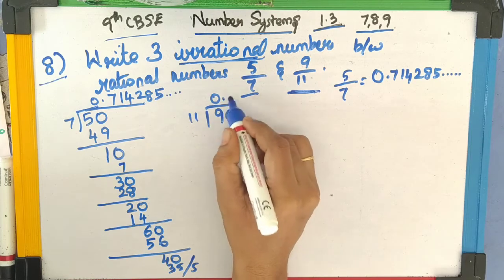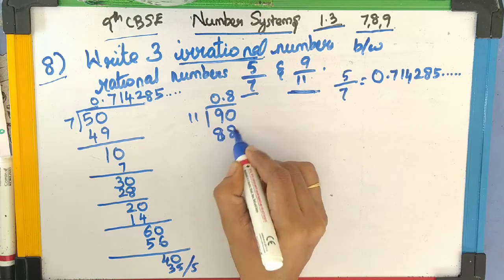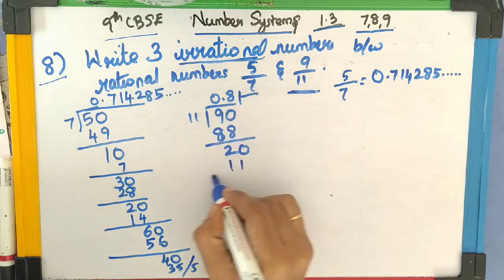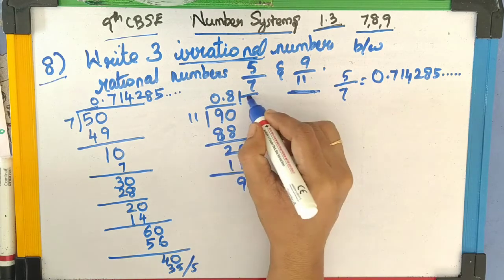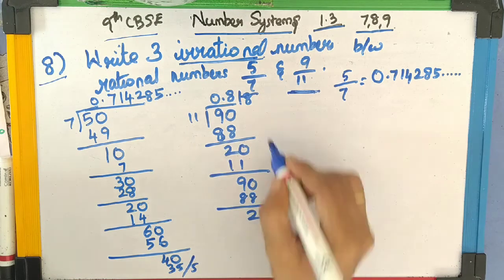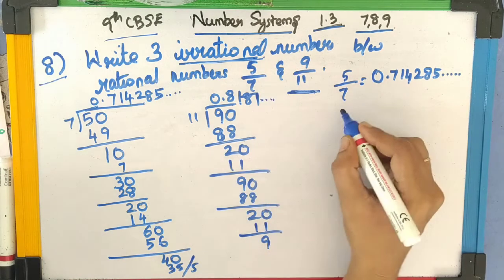Okay, now what is 9 by 11? I am putting a decimal point and I am adding a 0. 8 11s are 88, the remainder is 2, so I am adding a 0. 1 11 is 11, the remainder is 9, I am adding a 0. Again 8 11s are 88, the remainder is 2, I am adding a 0. 1 11 is 11, the remainder is 9, and it goes on.